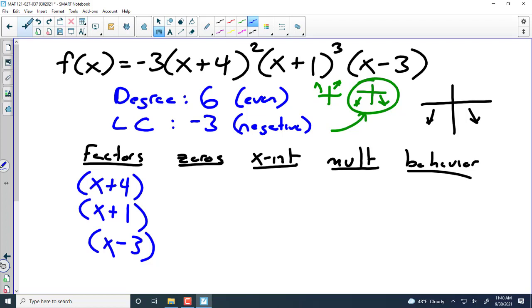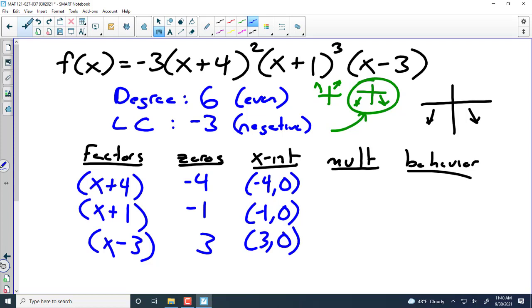That means the zeros are -4, -1, and 3. That means the x-intercepts are (-4, 0), (-1, 0), and (3, 0). As I said, maybe you don't need this much detail when you're doing them later, but for our first example, we're going to put all the details in.